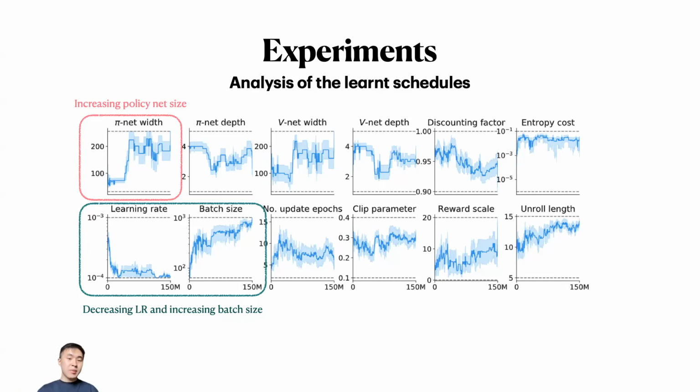And on the hyperparameter side, we found that BGPBT quickly anneals the learning rates and also increases the batch size. Those are very similar to the common practices in both deep learning and reinforcement learning. So this is a demonstration that BGPBT can discover powerful schedules of hyperparameters without human intervention.